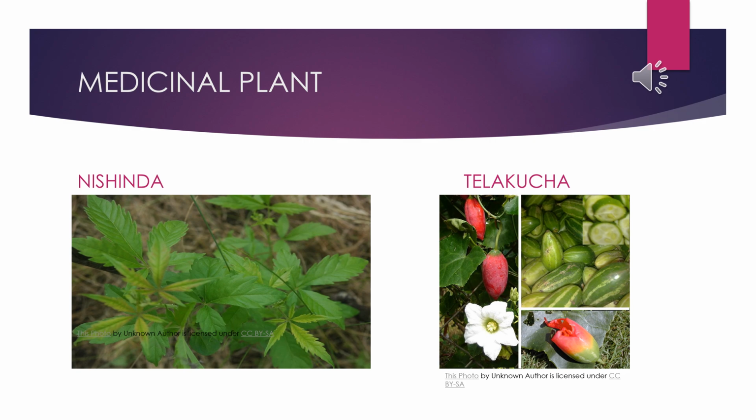We see the last two pictures of our today's experiment. The left side one is the leaf of the Nishinda plant, which is mostly used for cold disease, and the right side one is the fruits of Telakucha. The extract of stem and leaf of this plant is extensively used in the treatment of diabetes.